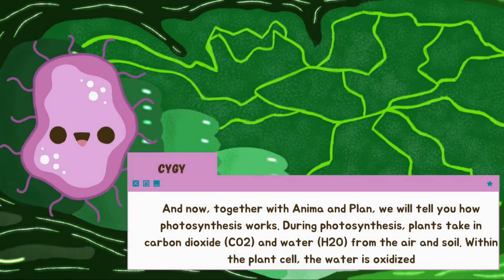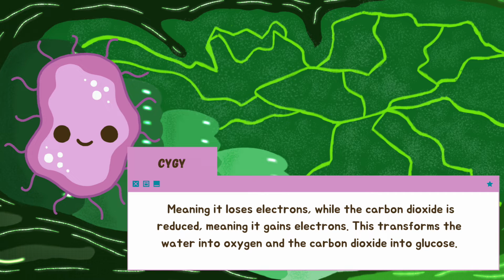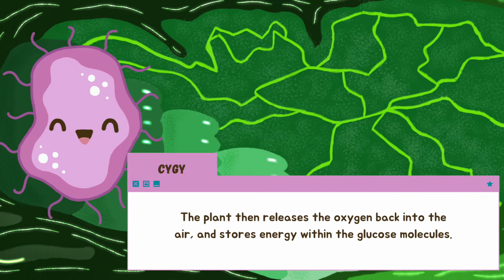And now, together with Anima and Plant, we will tell you how photosynthesis works. During photosynthesis, plants take in carbon dioxide and water from the air and soil. Within the plant cell, the water is oxidized, meaning it loses electrons, while the carbon dioxide is reduced, meaning it gains electrons. This transforms the water into oxygen and the carbon dioxide into glucose. The plant then releases the oxygen back into the air and stores energy within the glucose molecules.